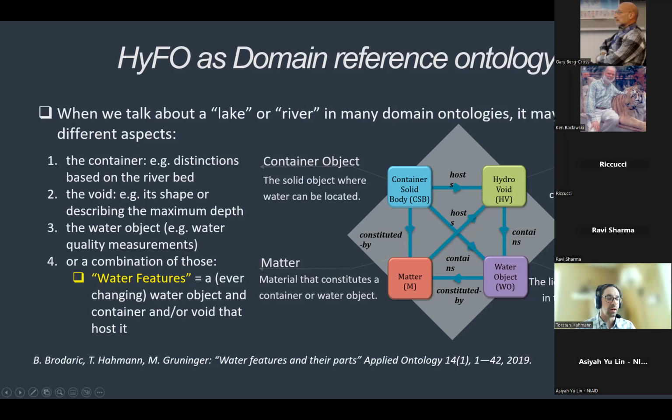And so we can talk about these differences in different domain ontologies, what is essential and what is optional for their concepts of a water, what we call a water feature.